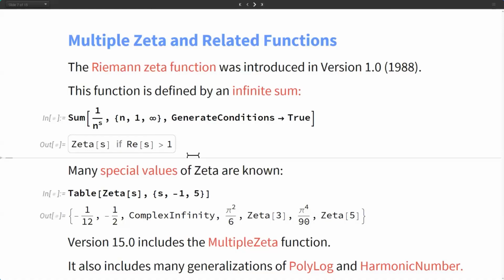Now, this function has many special values which are known. So for example, the even values, zeta 2, zeta 4, etc., are known in terms of pi, but unfortunately the odd values are much harder to work with, so they stay unevaluated over here.